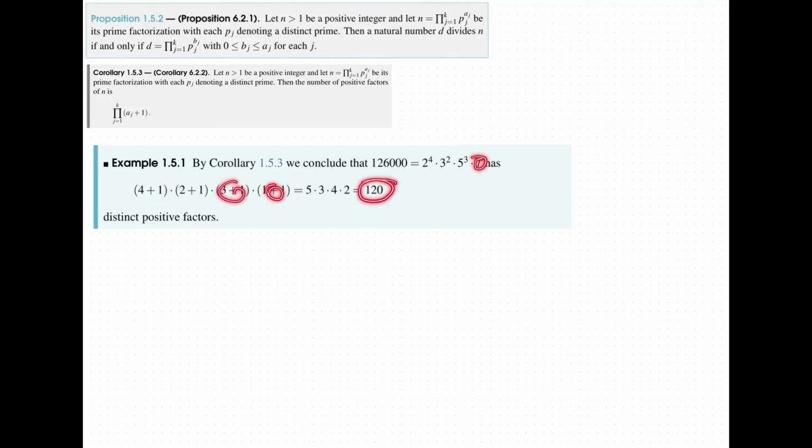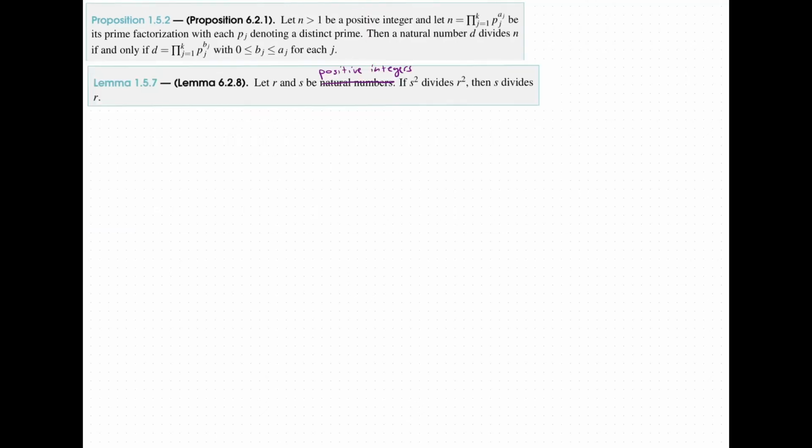So we have a total of 120 distinct positive factors for 126,000. So now we're going to prove the following lemma. Let r and s be positive integers. If s squared divides r squared, then we want to prove that s must divide r. So here's the proof.